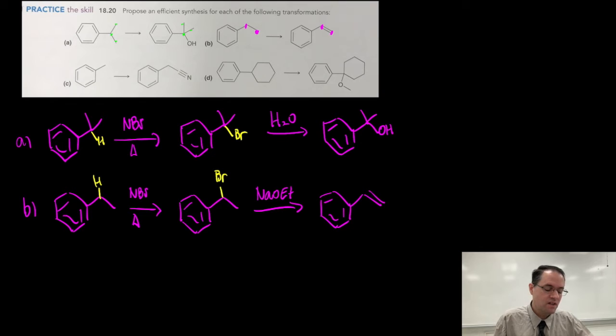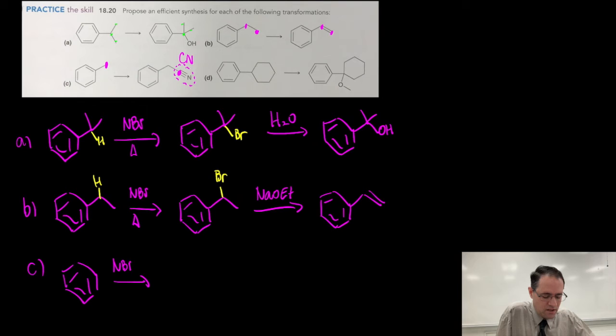In molecule C here, you can see that there's an additional carbon. There's an additional carbon from that weird thing that looks like a C triple bond N. But this right here is cyanide. We sometimes just abbreviate it CN, and that comes from sodium cyanide, NaCN, the reagent. So in this reaction, I would take my toluene starting material. I would treat this with NBS and heat, and that would give me benzyl bromide.